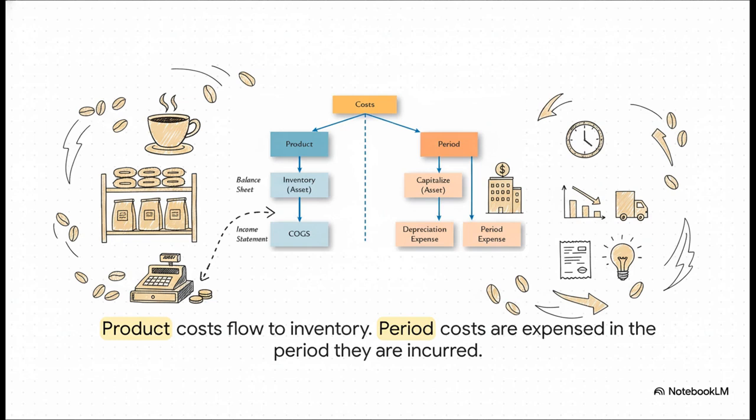Check this out. Product costs, the making costs, they don't immediately count against your profit. First, they become an asset on your books called inventory. They only turn into an expense and reduce your profit when the coffee is actually sold. But period costs, they skip that inventory step entirely. They hit your bottom line as an expense right away in the month they happen.